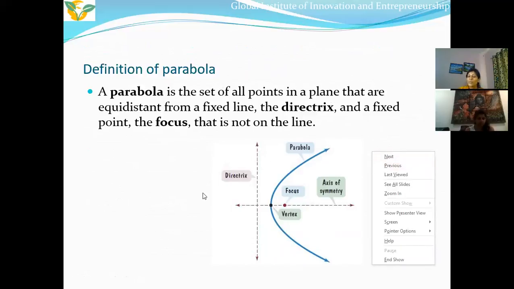See, in the previous slide, we have seen that when the eccentricity is equal to 1, the conic we get is called the parabola. Now, based on that, PS by PM will be 1. The ratio will be 1, e will be 1. So the parabola is a set of all points in a plane that are equidistant from the fixed line, that is the directrix, and the fixed point, the focus. So here is the focus, and here is any one point P that is not on the line.